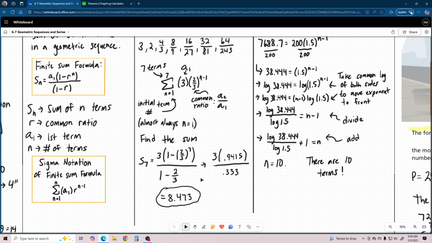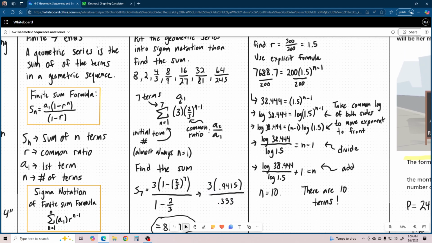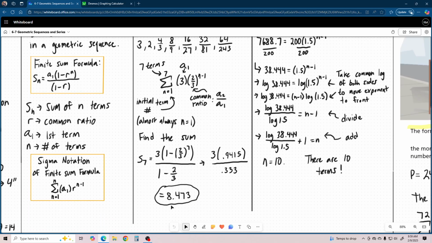So what this will do is this will turn into 3 times 0.9415. Just trust me on the math, I just put it in a calculator. And that's all divided by 0.333. So the sum of these 7 terms, if we add all of these together, you get 8.473.